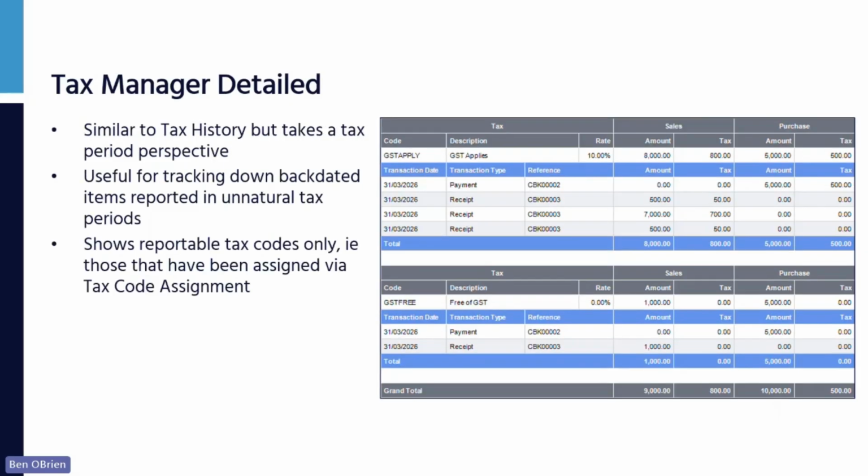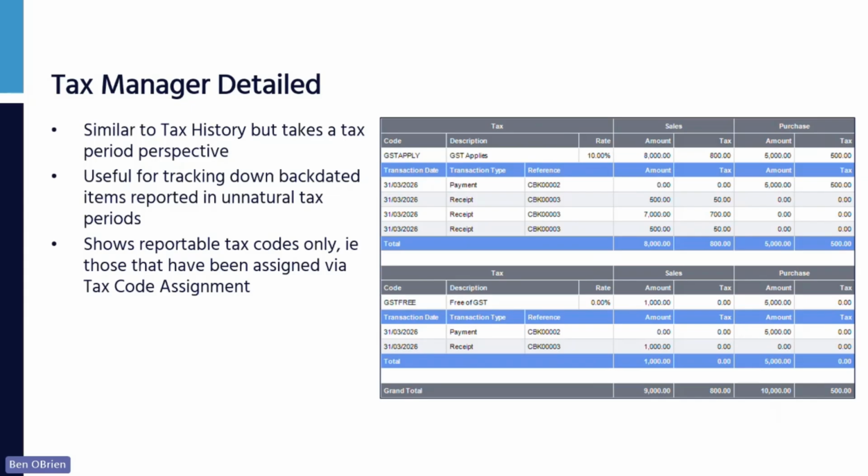And then a very similar one, the tax manager detailed report, gives you a very similar take, except it takes a tax period perspective. So you nominate which tax period you want to see the tax history for. So it will essentially be more in line with those tax periods, and it will only show the tax codes that are reportable.